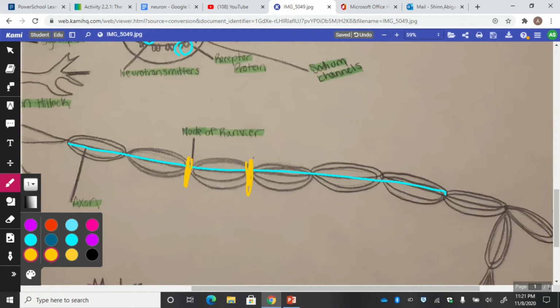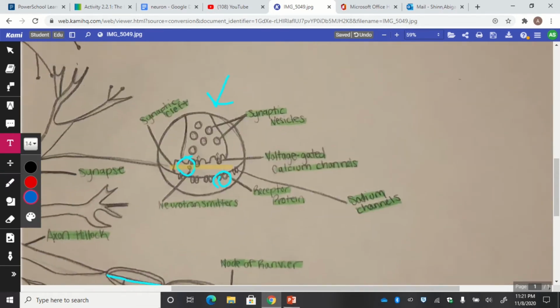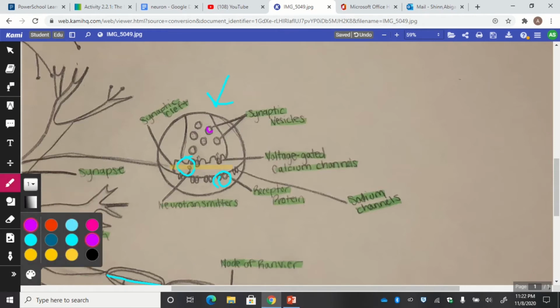And then we're going to go to synaptic vesicles. And they're up there right here. They're like those circles right there. And these play a central role in neurotransmission as the transmitter storing and releasing organelles of the nerve terminal.